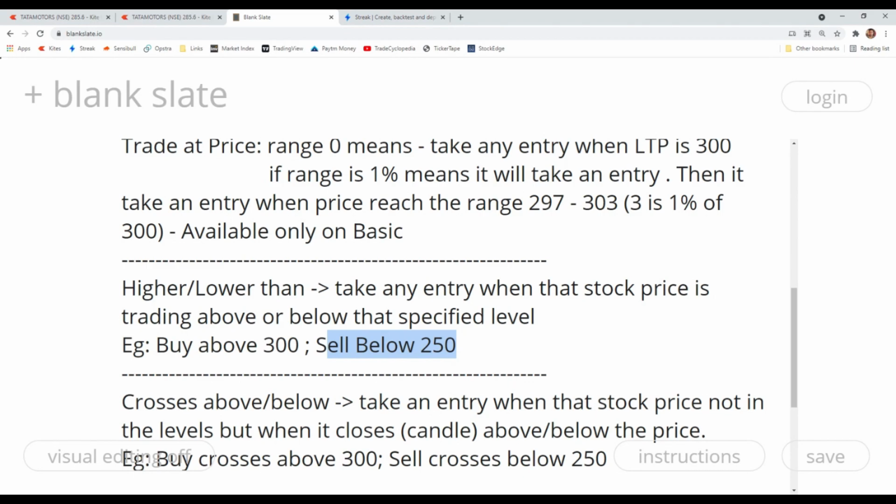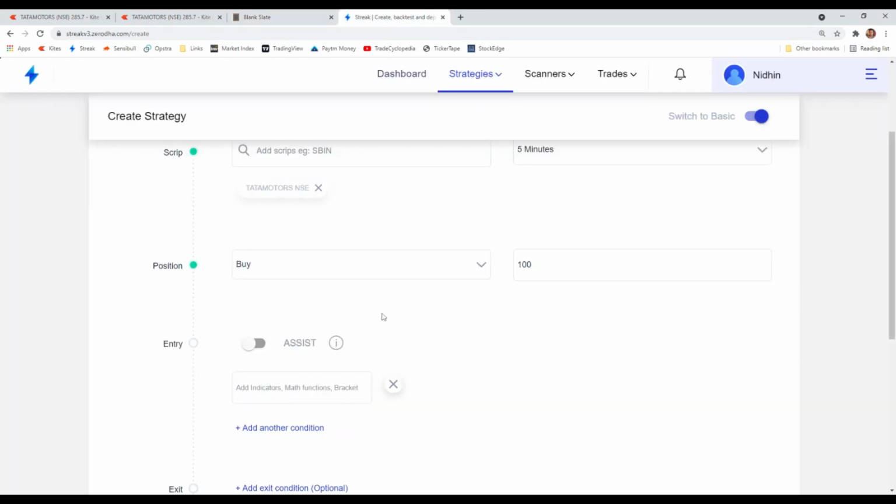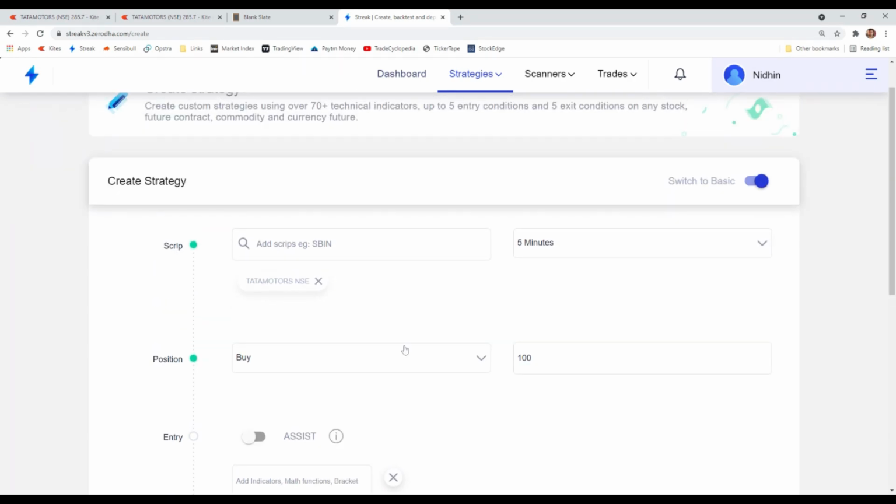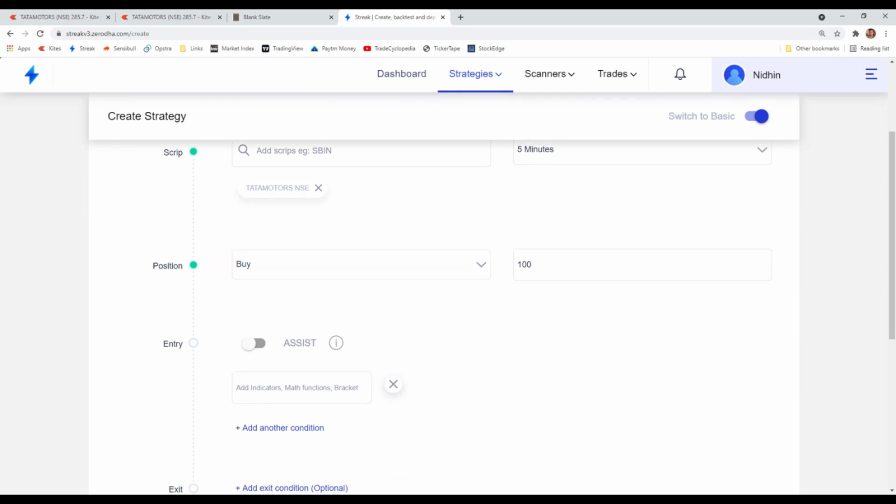So I will buy Tata Motors if the price crosses, or if the price is higher than 300, and I'll short Tata Motors if the price is lower than 250. And how can we code this specific scenario? The last traded price would be analyzing the first 5-minute candle chart, and it will be taking a trade when that 5-minute candle closed in the specified range.